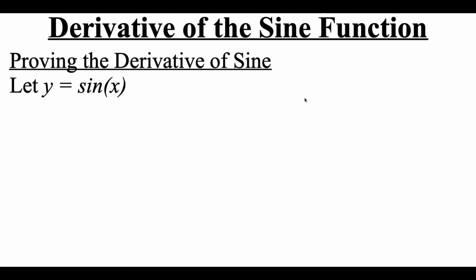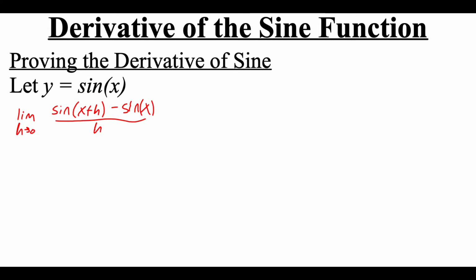The first thing we're going to look at doing is proving what the derivative of a sine function is. So we've got the equation y equals sine of x. To find this derivative, we take the limit of sine of x plus h minus sine of x, all over h, as h approaches 0. This is the limit of the difference quotient using the sine function.